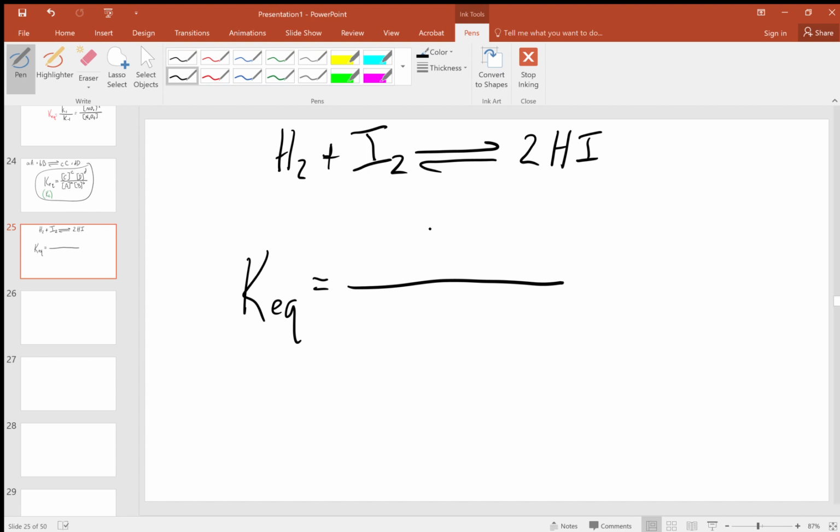Well, our product is HI. That's our only product. What power do we need to raise that to? Well, we need to raise it to its stoichiometric coefficient, which here is 2. In the denominator, we need the starting materials. So our starting materials are hydrogen and iodine. So we need each of their concentrations in the denominator.